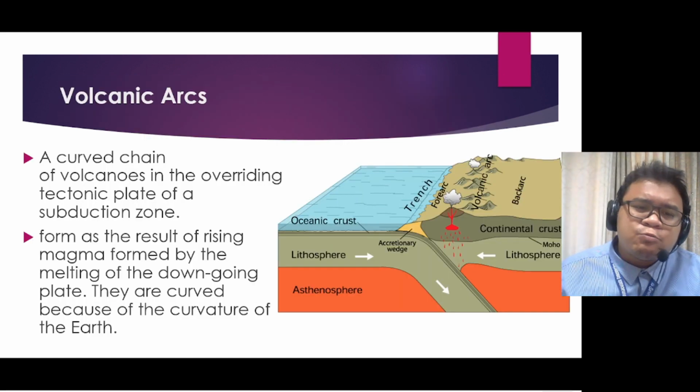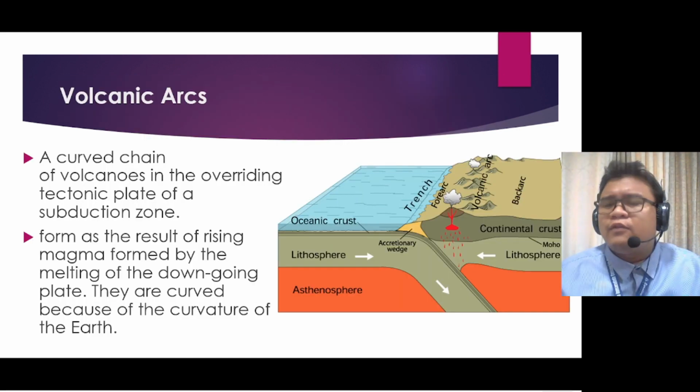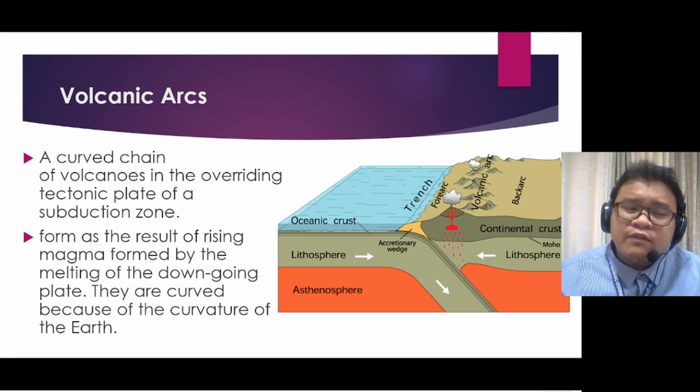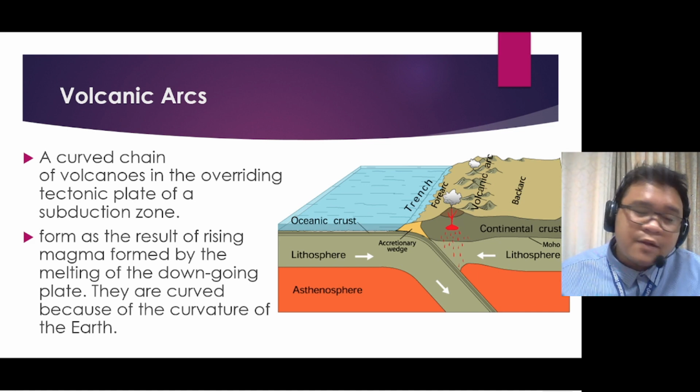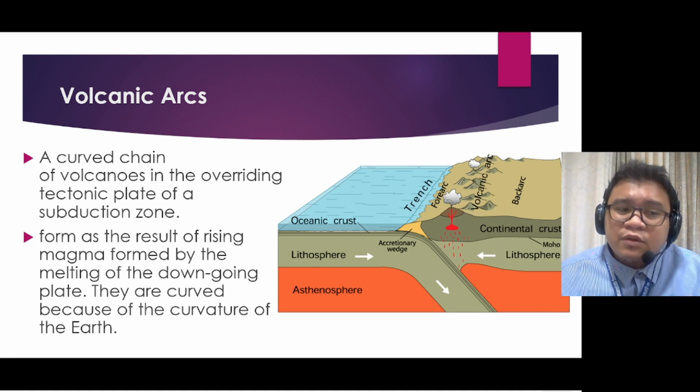Okay? So for volcanic arcs, these are curved chains of volcanoes. We have to remember this. They are in the overriding tectonic plate of a subduction zone. Take note of this. They form as the result of rising magma from the melting of the downgoing plate. And usually they are curved because of the curvature of our planet.